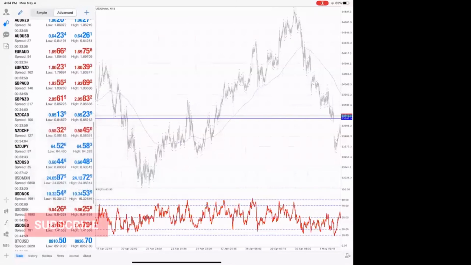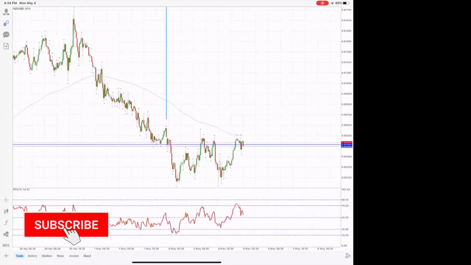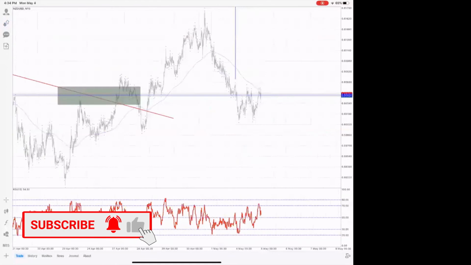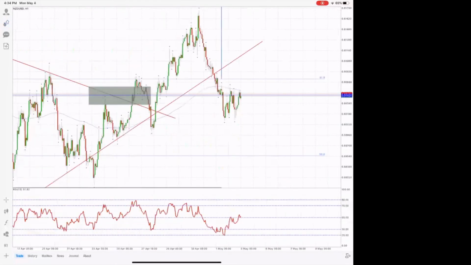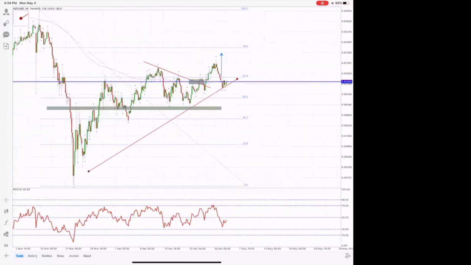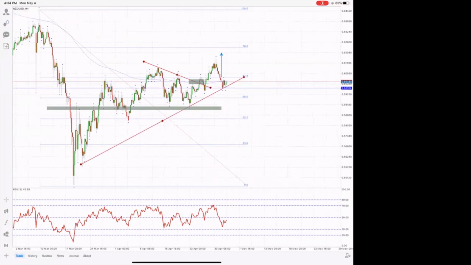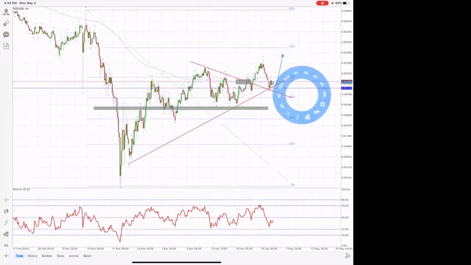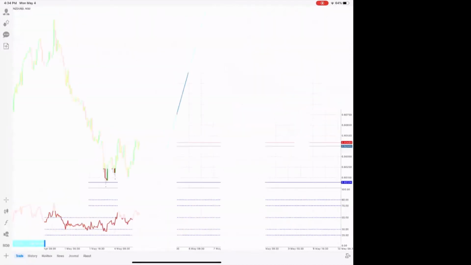There it is. Hiding in plain sight. And what I see here looks a lot like a double bottom. Now this is the way it looks like it's starting to shape up here. And if we're looking at buying dips, this looks like another great dip opportunity.